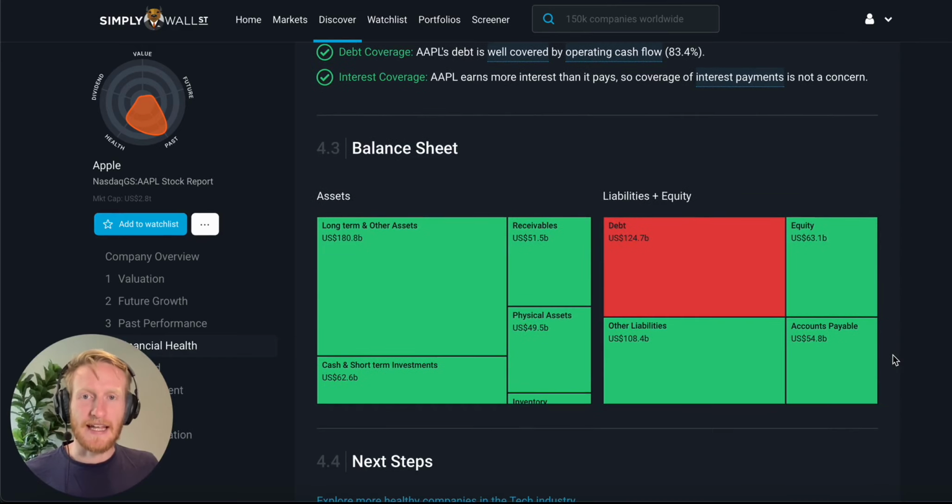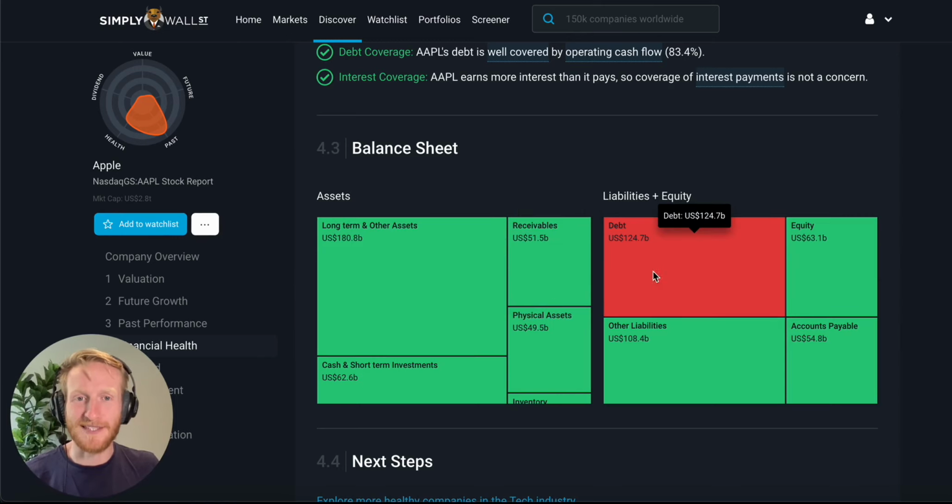Now, the last check here is basically a breakdown of the balance sheet. And this just gives us an idea of all the assets, right? Because assets have to equal liabilities plus equity. And it just gives us a breakdown of all the specifics, right? So the main thing I would look out for here for a company like Apple is to see if there's any sort of red flags.